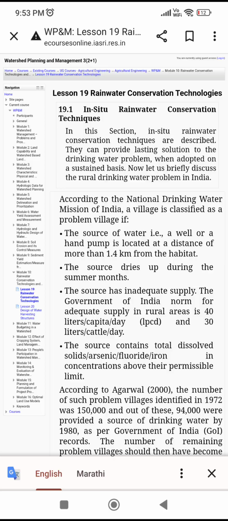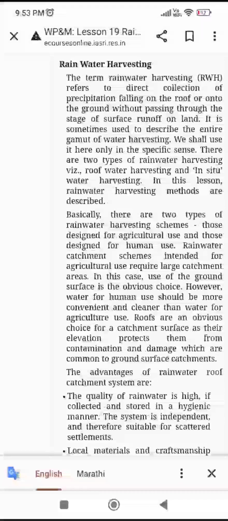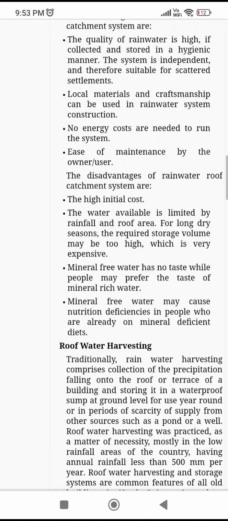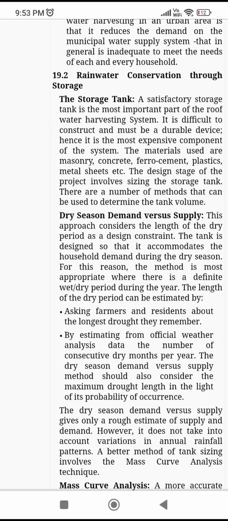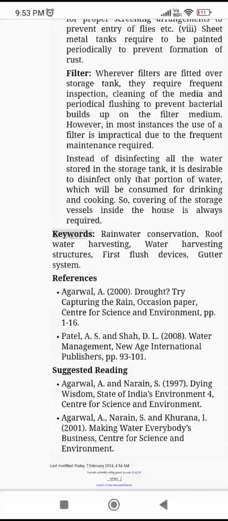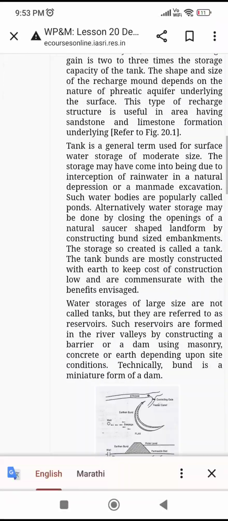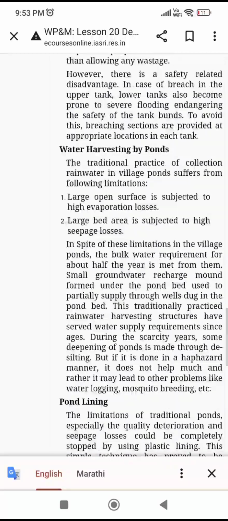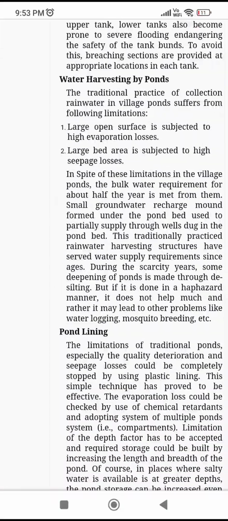Now what are the in situ rainwater conservation techniques? Rainwater harvesting, roof water harvesting, then storage tank design, demand versus supply. So you just once go through this one. This is not that much important. Design of rainwater harvester structure is also not that much important.